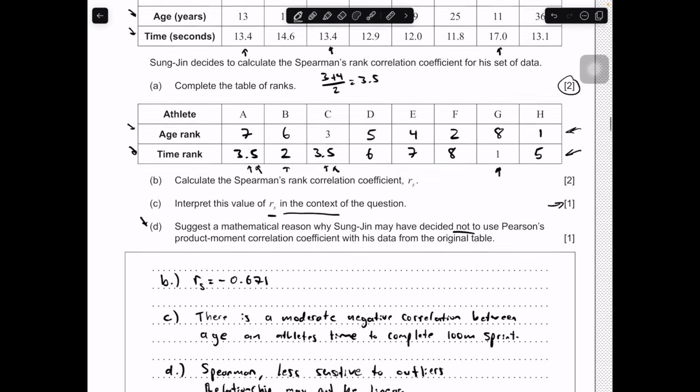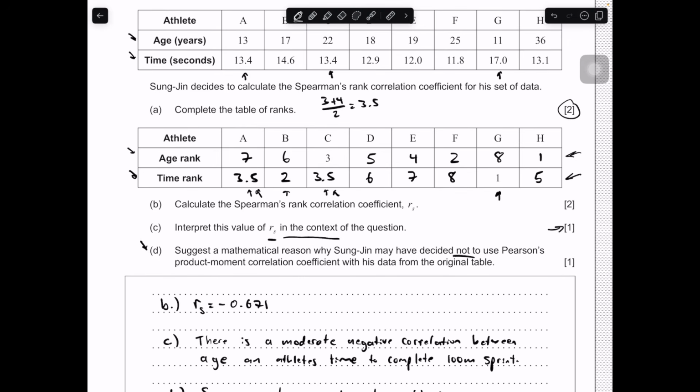So really maybe he's just looking to see, as age increases, does time increase? Not necessarily a linear association, but just as one increases, does the other increase?